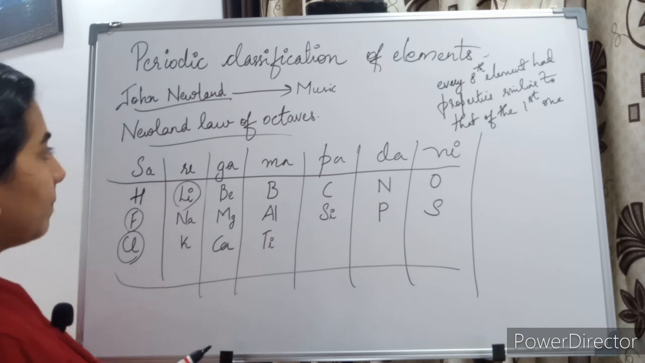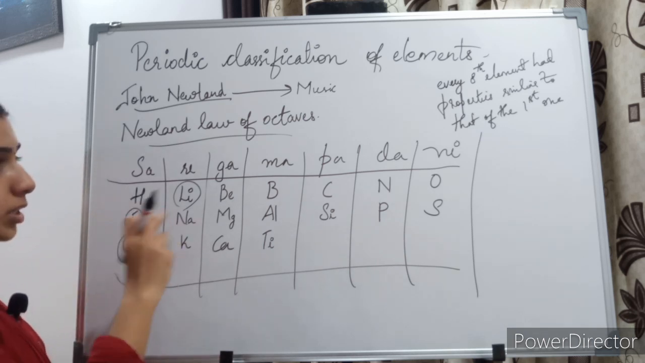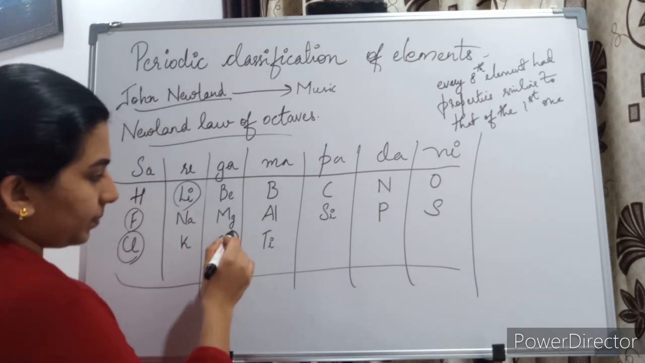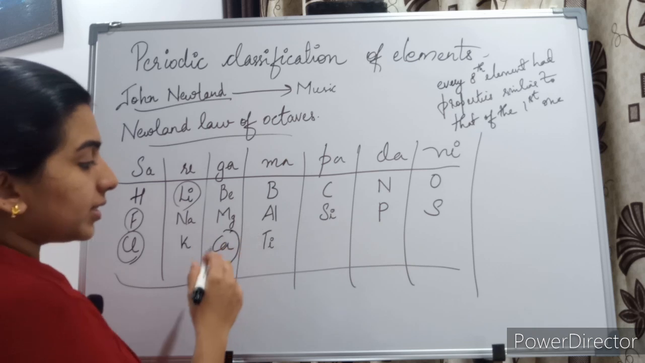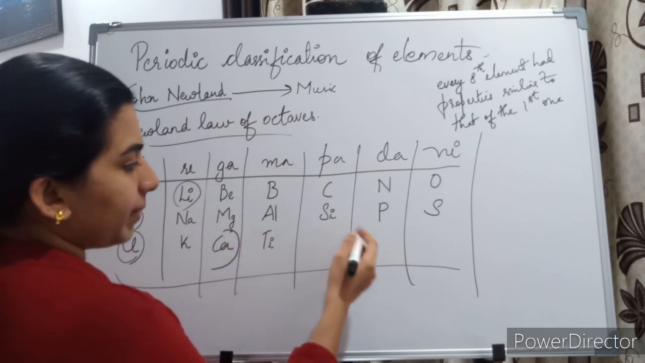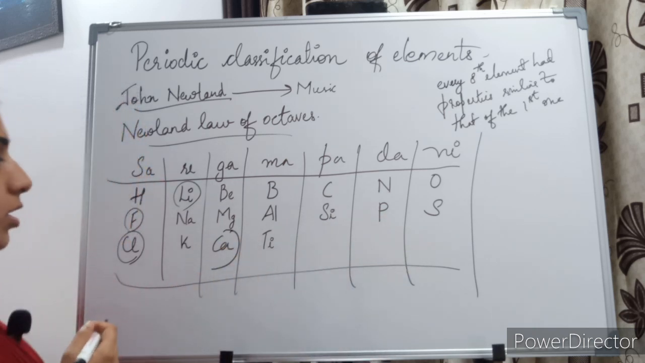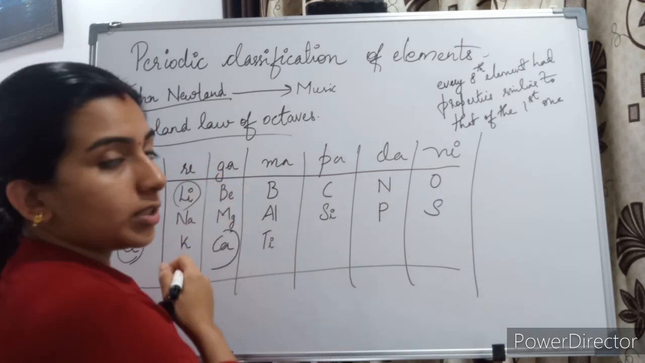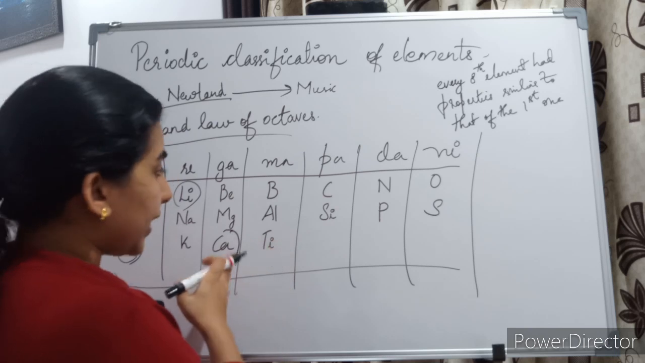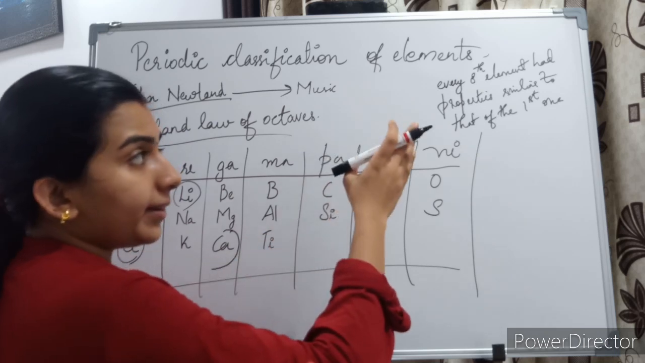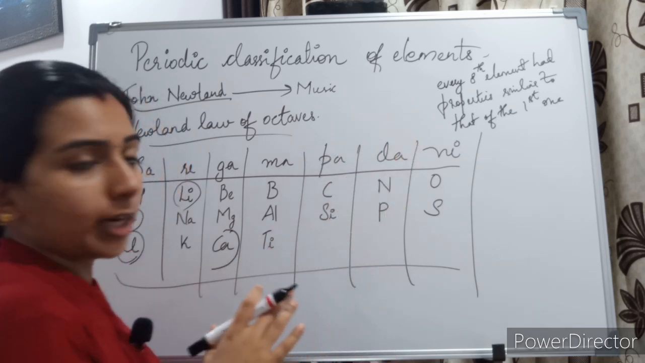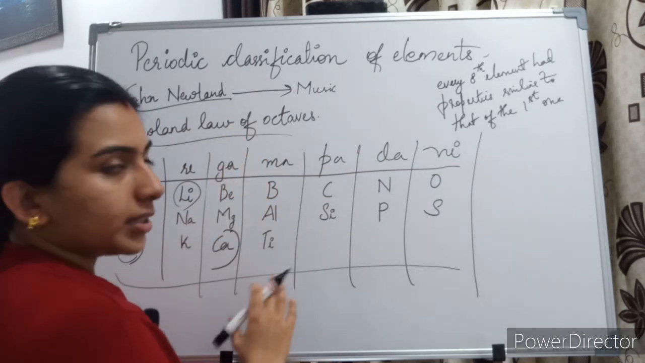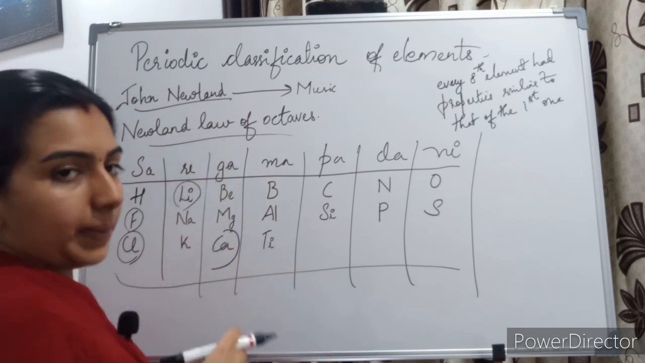That is, one of the limitations was this Newland law of octaves was applicable only up to calcium. After this, there were many elements like titanium, vanadium, manganese, iron, etc. So those elements could not be applied under this Newland law of octaves. That is, after calcium, not every 8th element had property similar to that of the first one. So this was applicable only up to calcium. After this, it was not applicable.